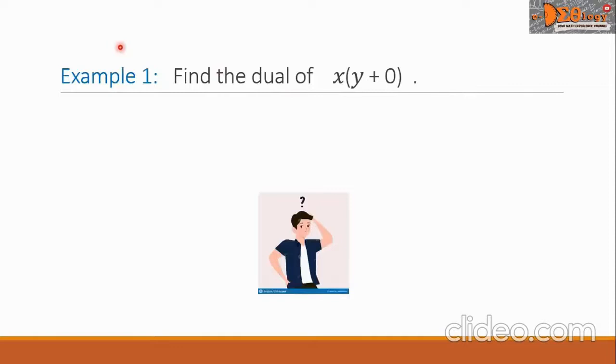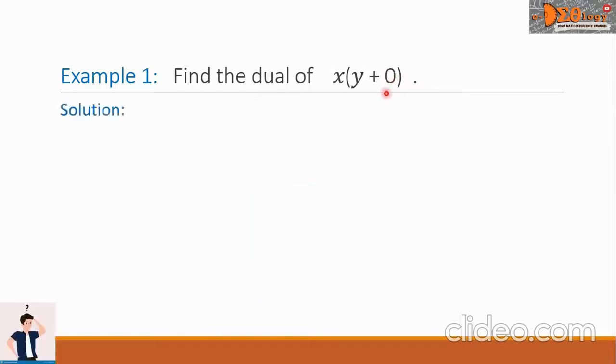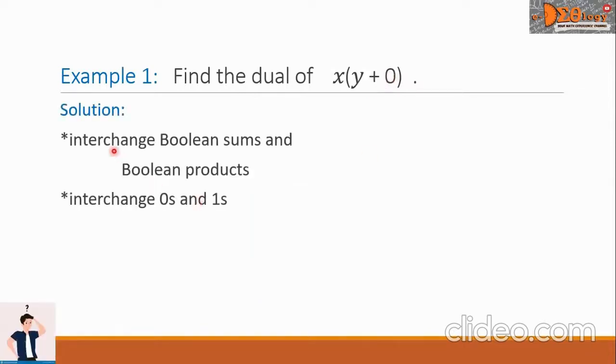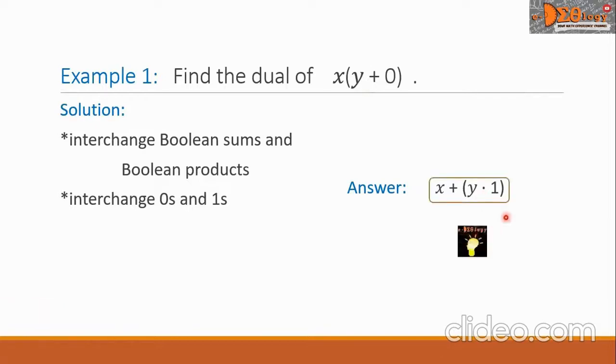Let us see example 1. Find the dual of x times y plus 0. Remember that we should interchange Boolean sums and Boolean products. Also, interchange zeros and ones. For our answer, it will now be x. The multiplication here becomes plus, and the y plus 0 becomes y multiplied by 1. This is the final answer.